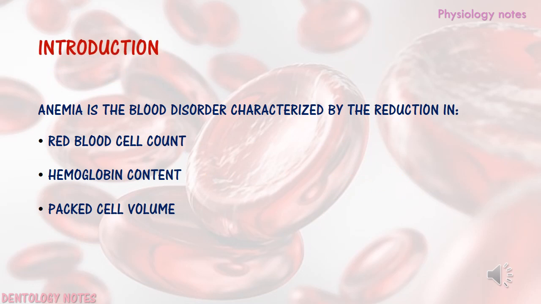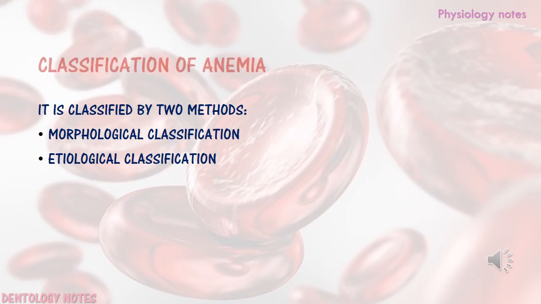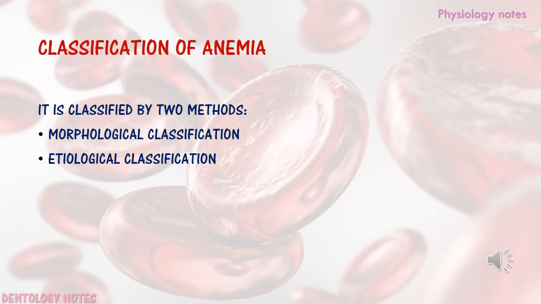Introduction: anemia is the blood disorder characterized by the reduction in red blood cell count, hemoglobin content, packed cell volume. Classification of anemia. It's classified by two methods: morphological classification, etiological classification.